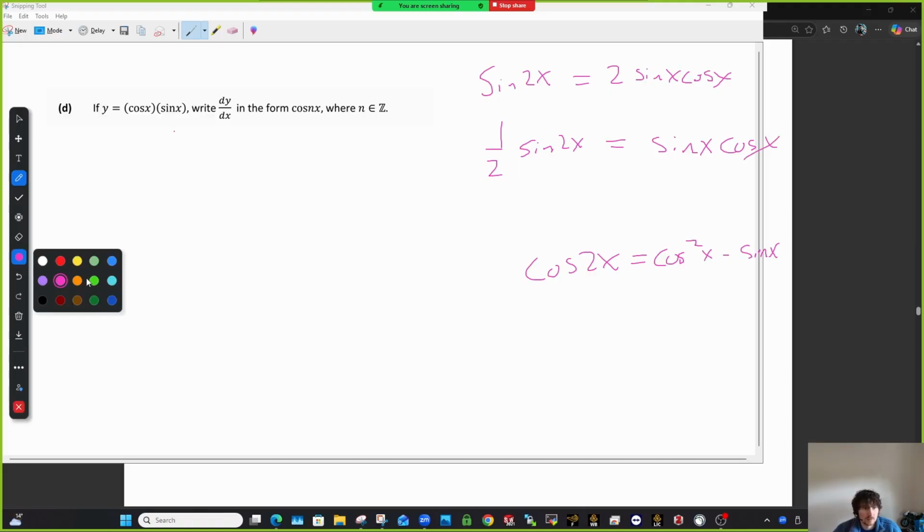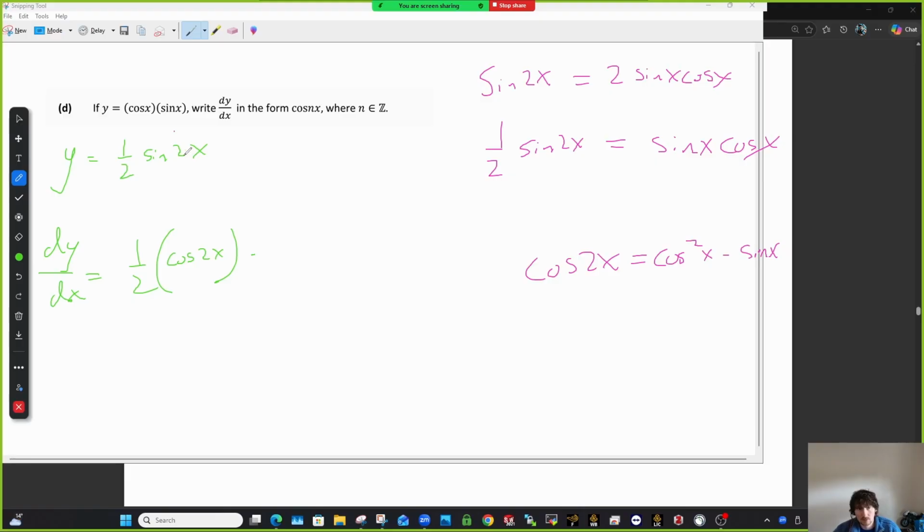So then I could just rewrite y here. I could just say that y is actually equal to a half sine 2x. And so the half doesn't do anything when I'm taking a derivative. It's just a number. It'll be there at the end. So dy dx will be just equal to a half times whatever the derivative of this is. What's the derivative of sine 2x? It becomes cos 2x, keeping the inside the same. And then we multiply by the derivative of the inside, which is a 2. And so the answer is cos 2x. Done.